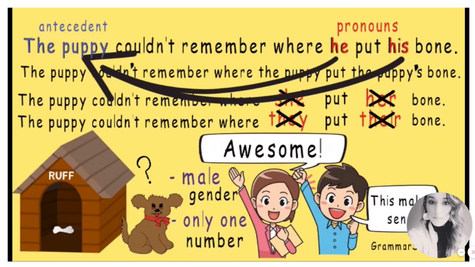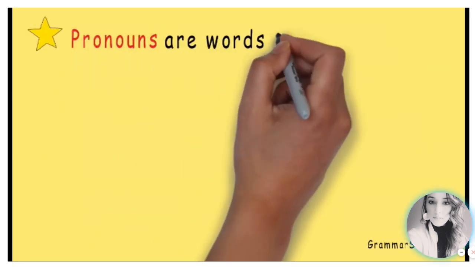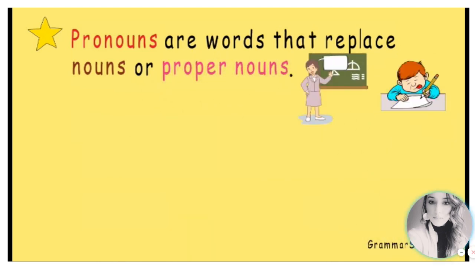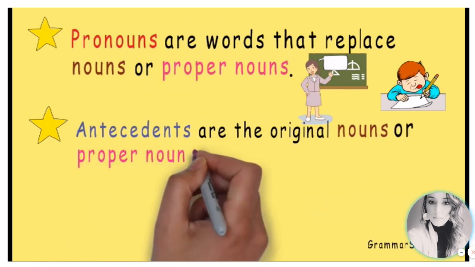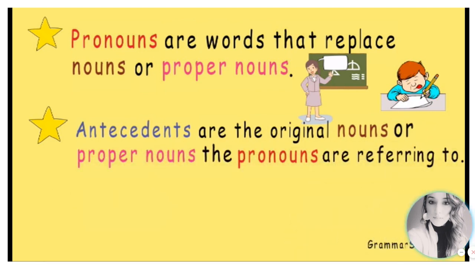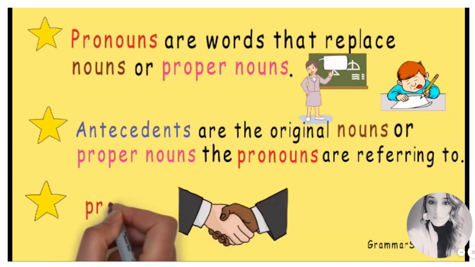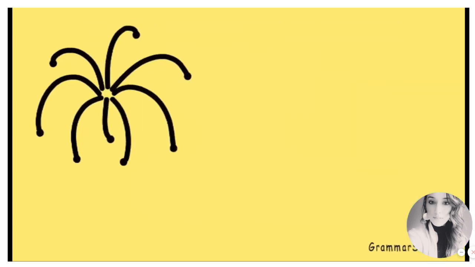Awesome! This makes sense. So remember, pronouns are words that replace nouns or proper nouns when we speak or write. Antecedents are the original nouns or proper nouns the pronouns are referring to. And most importantly, the relationship between pronouns and antecedents makes your writing less choppy and your message more clear.